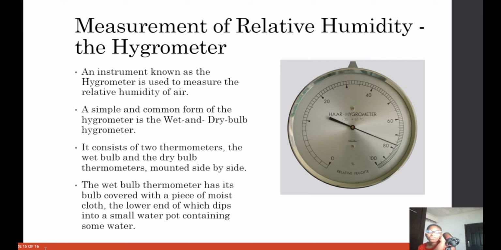A simple and common form of the hygrometer is the wet and dry bulb hygrometer. It consists of two thermometers, the wet bulb and the dry bulb, mounted side by side. The wet bulb thermometer has its bulb covered with a piece of moist cloth, the lower end of which dips into a small pot containing some water. So this is the measurement of relative humidity, and we use the hygrometer to measure it.